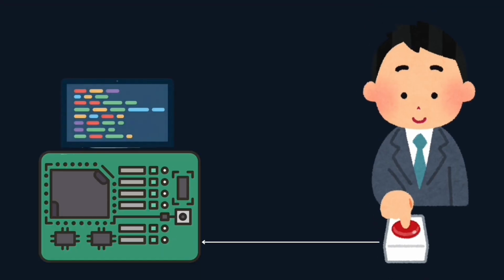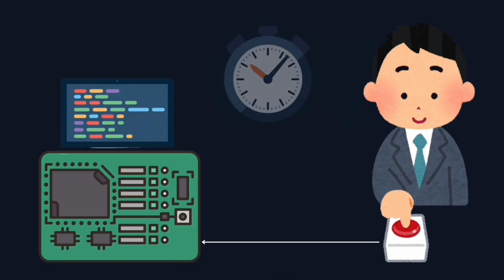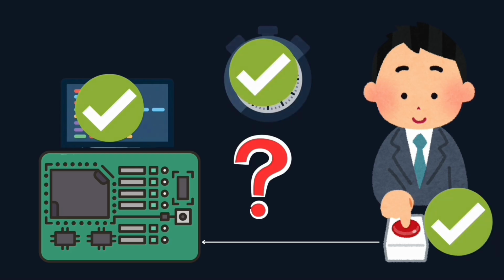Imagine your microcontroller is executing a program and suddenly a button is pressed or a timer expires. Should the processor keep executing the program or immediately respond to that event? This is exactly what interrupts allow a processor to do.